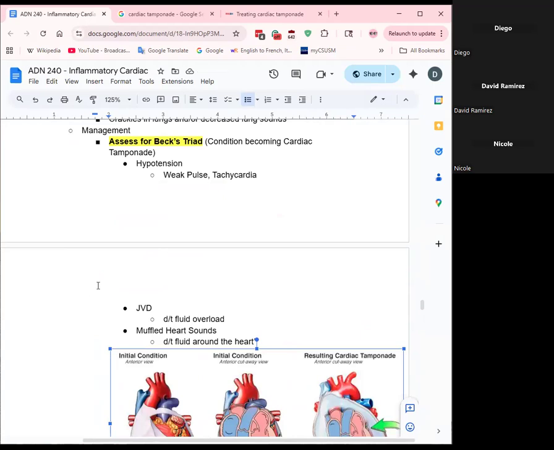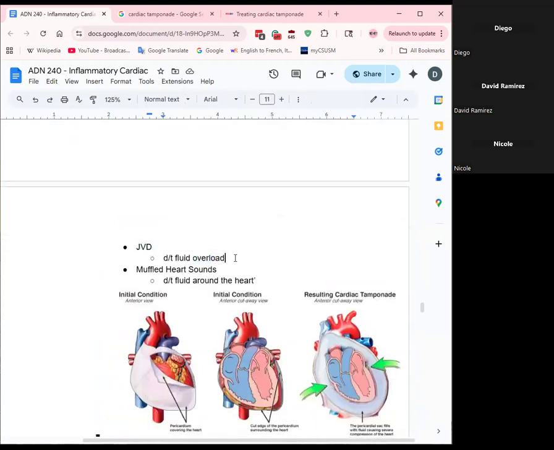So having a hard time pumping will lead to low blood pressure, hypotension, alongside weaker pulses. Tachycardia because your heart's trying to compensate. It's being squeezed, but it can try to pump faster to try to hopefully make up for it.